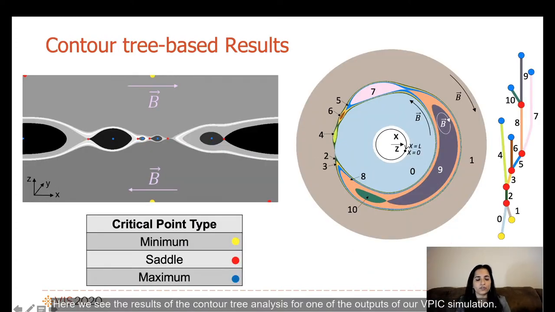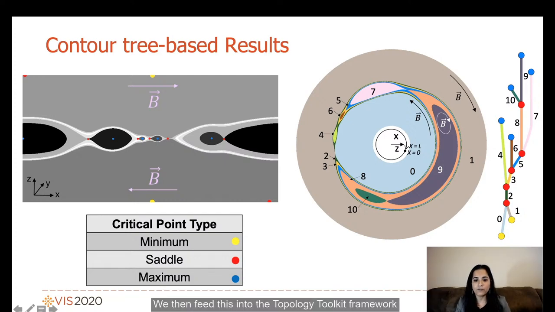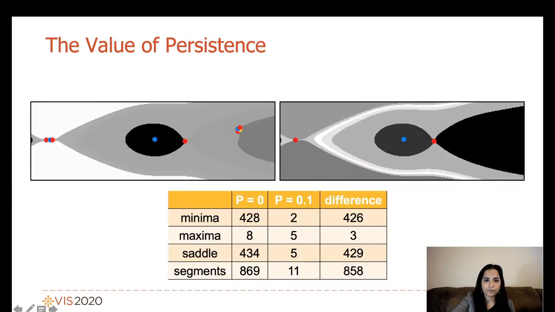Here we see the results of the contour tree analysis for one of the outputs of our VPIC simulation. We triangulate the vertices based on the boundary conditions and apply a persistence value where the persistence is simulation driven. We then feed this into the topology toolkit framework and use a contour tree to extract the segmentation and critical points. Each of the segments is uniquely colored, as shown in this figure, and the critical points are yellow for minima, red for saddle, and blue for maxima.